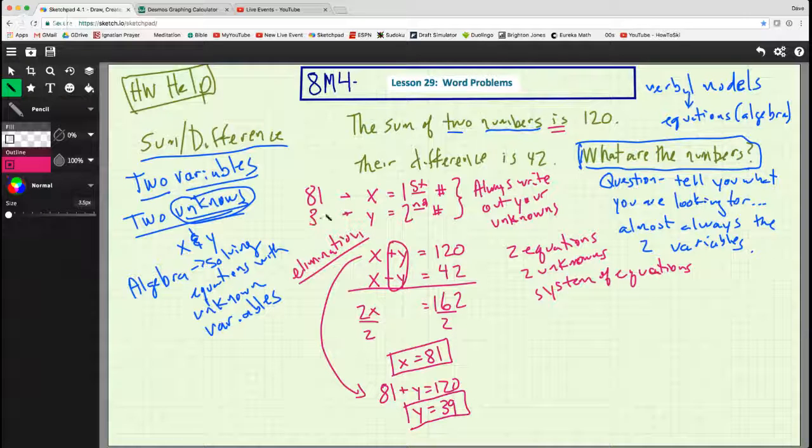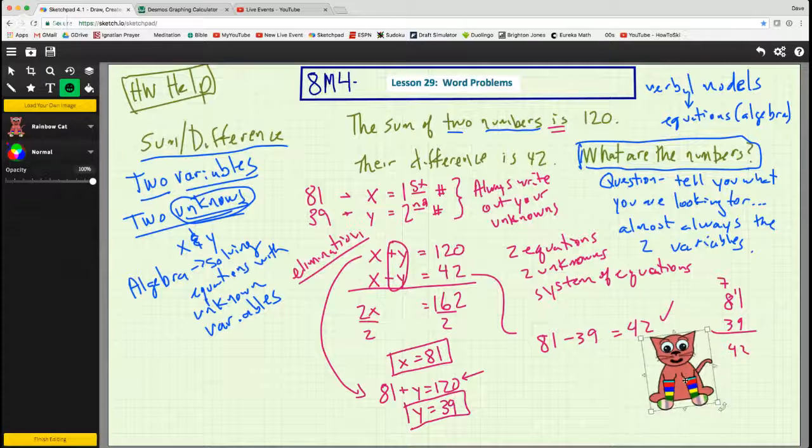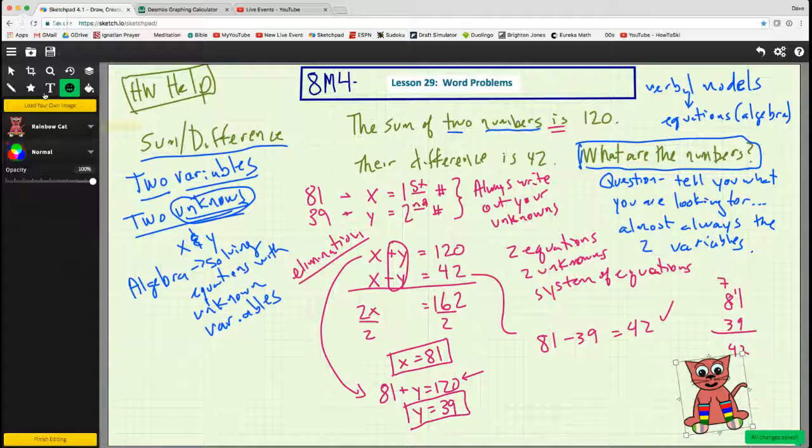Cool. 39 and 81. Now, we can check that. We know that x plus y is 120 because we just used that equation to find our y. But let's see if their difference is 42. Is 81 minus 39, using the second equation, equal to 42? Well, let's see. 81 minus 39 is 42. Yes! We are so good. We checked our answer.